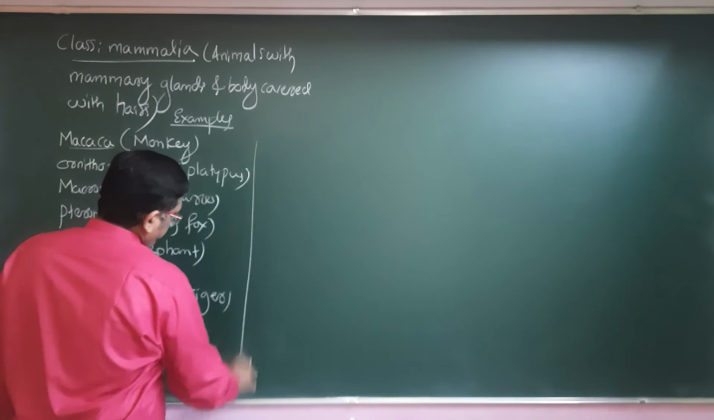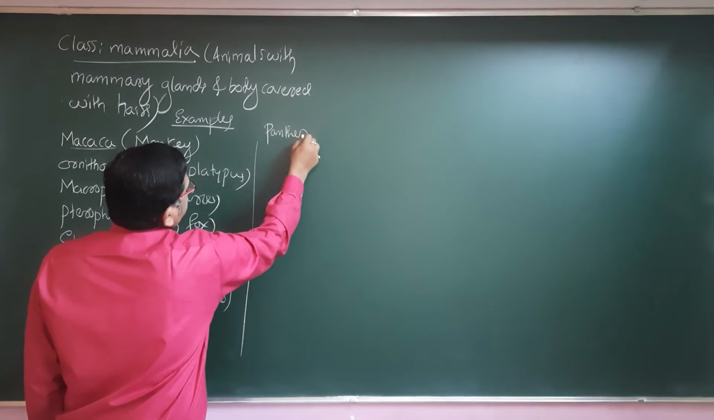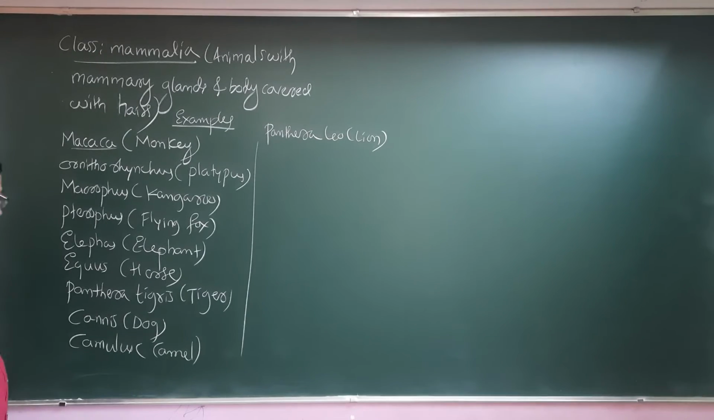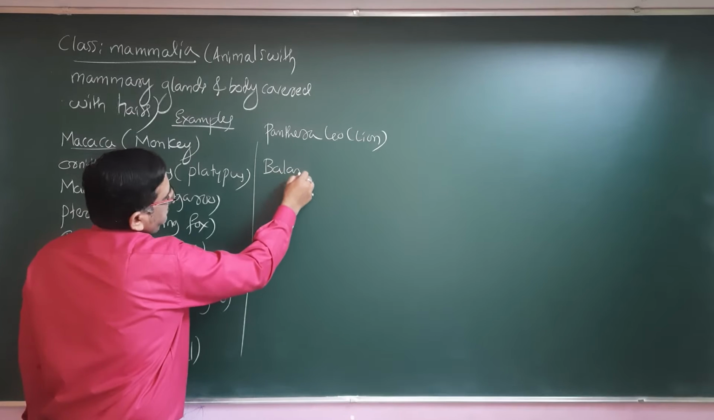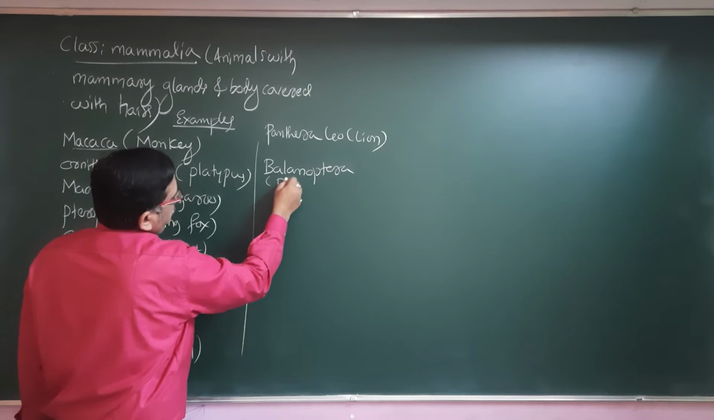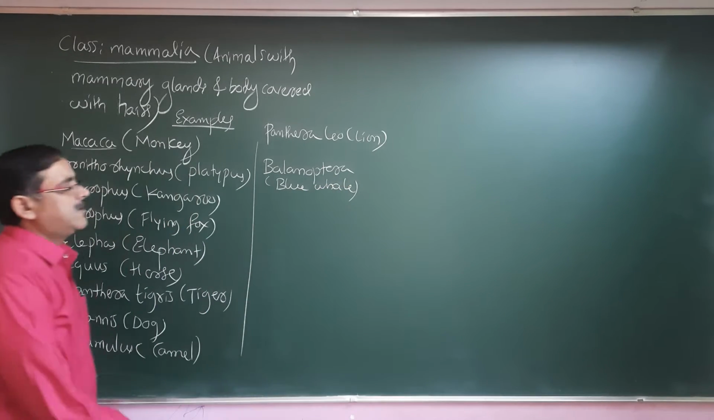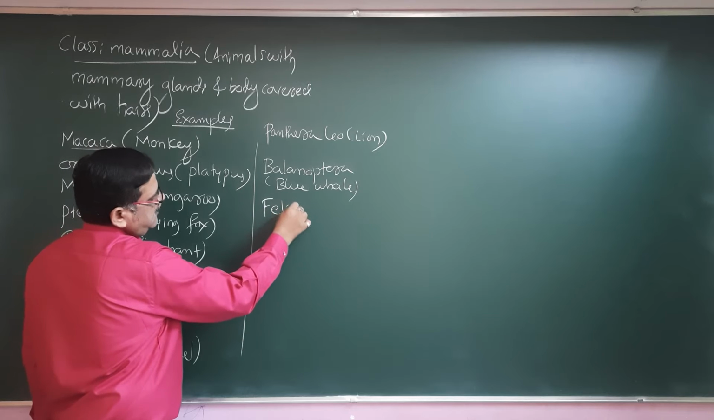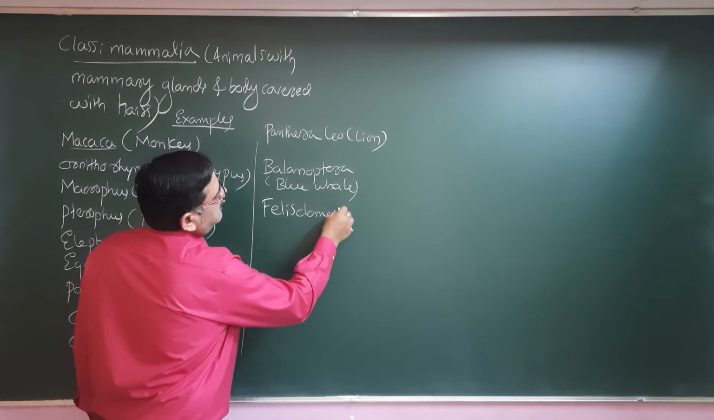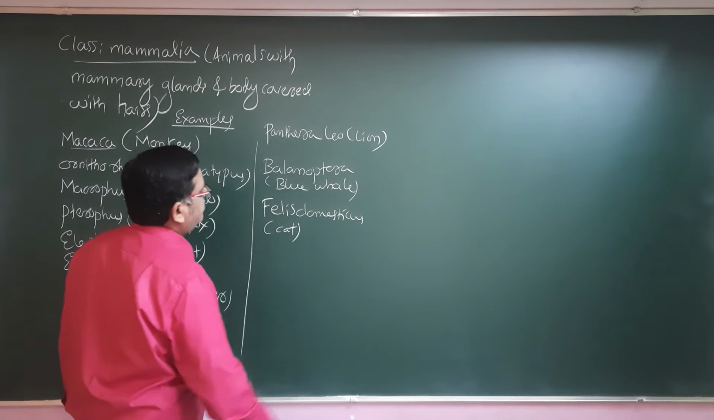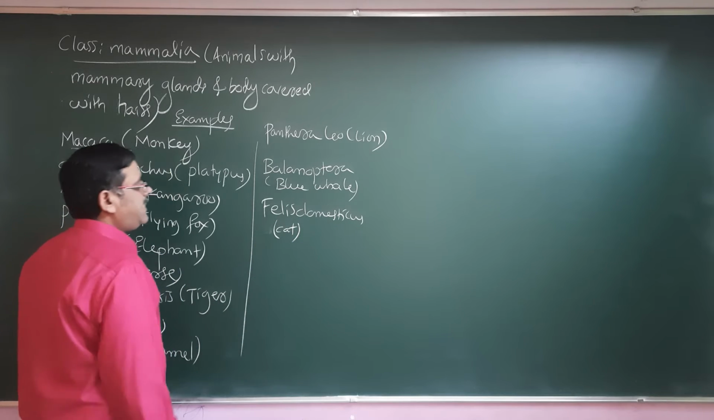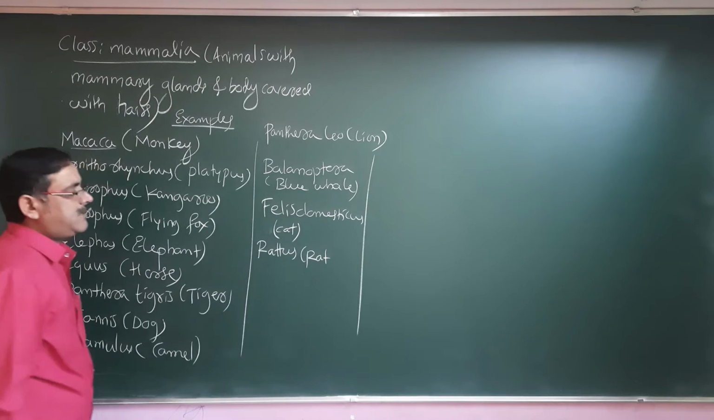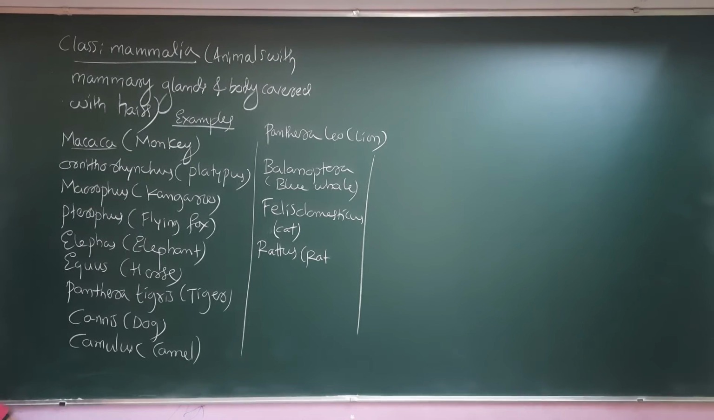And then other examples include Panthera leo. Panthera leo is a lion. And then Balaenoptera. What is it? It is the blue whale. Then one more example, mainly Felis domesticus. Felis domesticus is the cat. Then it is Rattus. That is the rat. So these are a few important and typical examples, mainly according to NCERT.